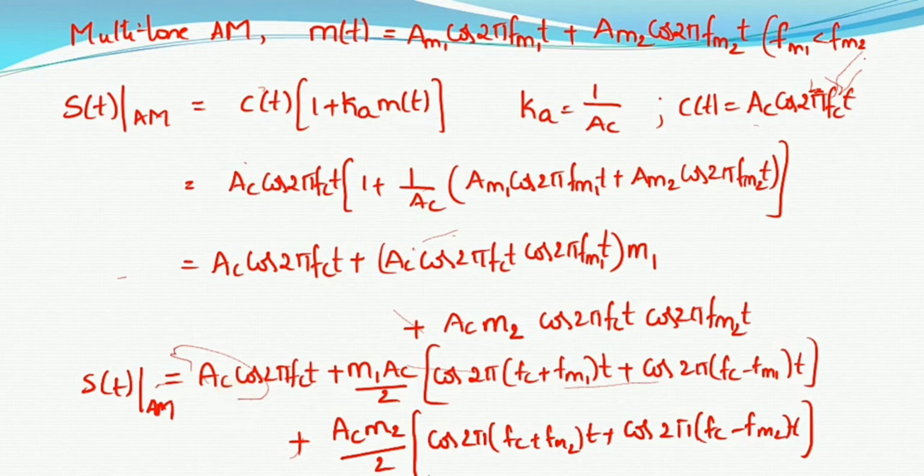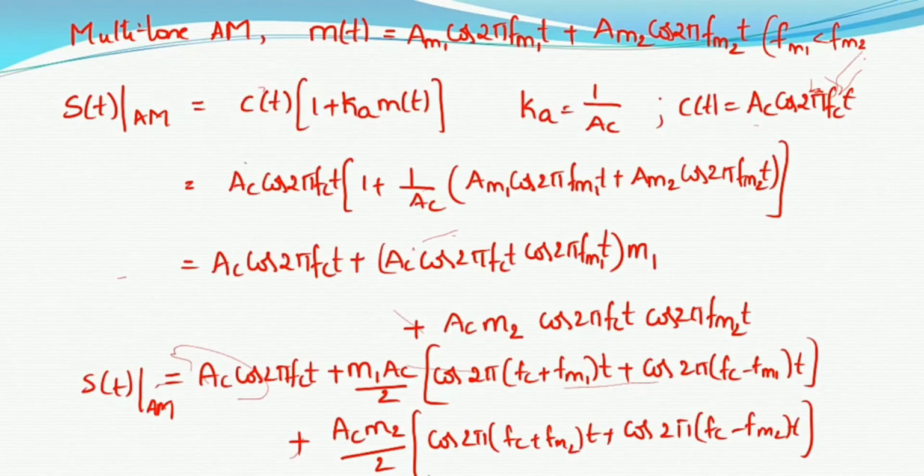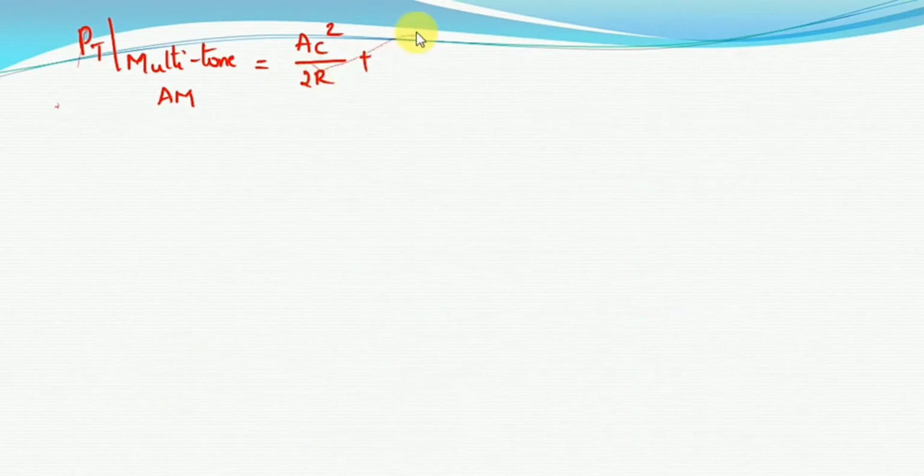So for this I can directly write the total power for a multi-tone AM signal. The power for a multi-tone AM signal I can write as the carrier power, which is AC square amplitude by 2R, and next one is the first sideband power. Here it again has a lower sideband and an upper sideband. Now what is the amplitude? It is m1 into AC by 2. So I can write it as m1 into AC by 2 whole square by 2R.